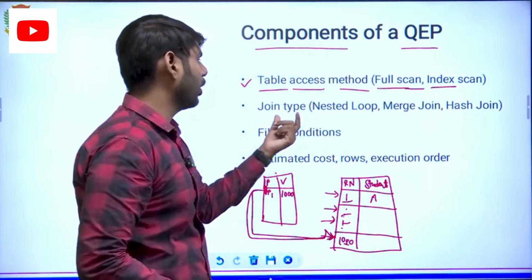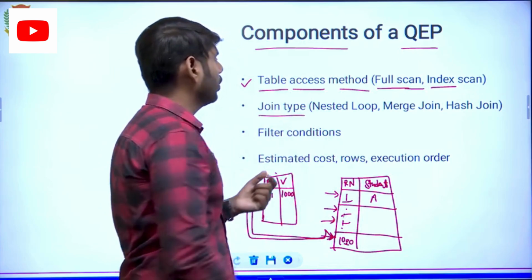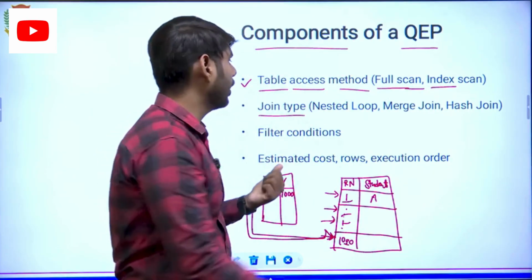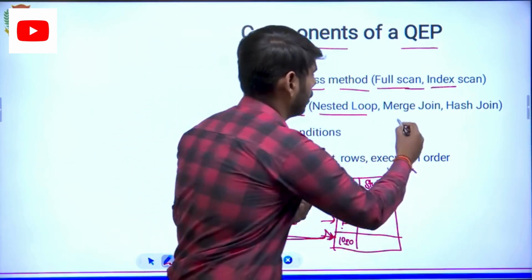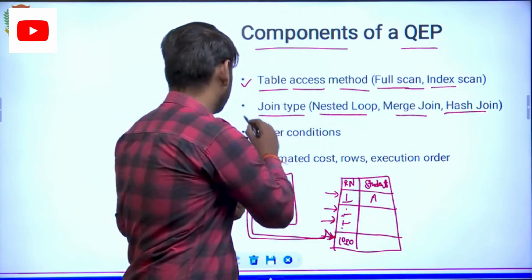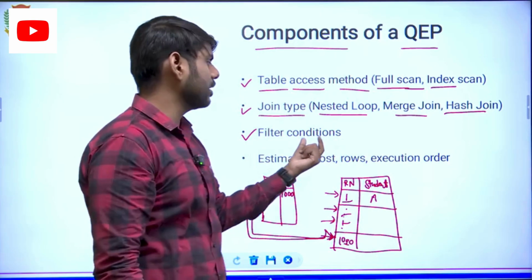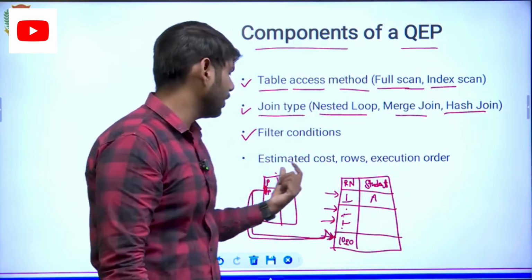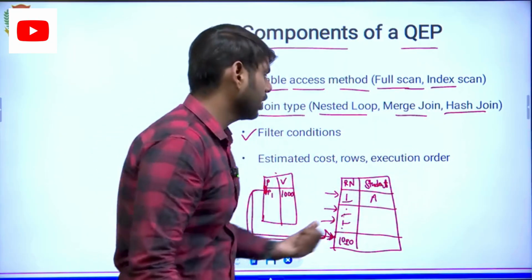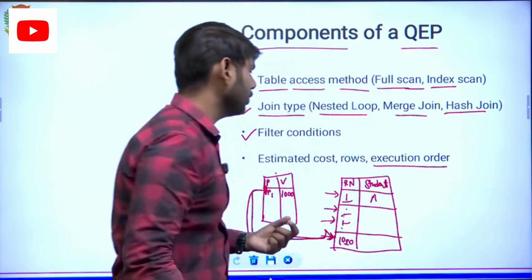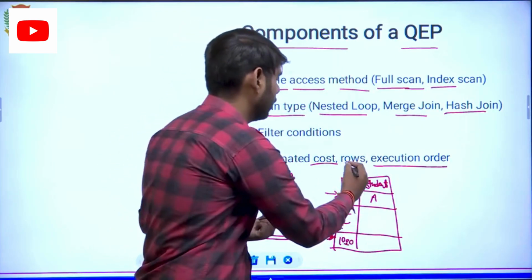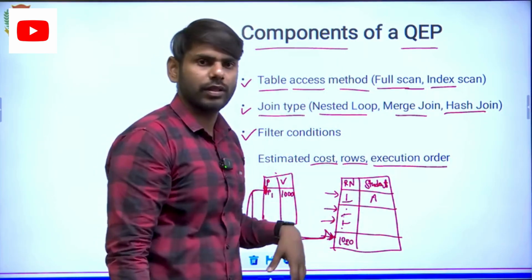Next, we have the join types. In the QEP, we also consider multiple join types like nested loop join, merge join, and hash joins. Next, we will consider the filter conditions, the conditions you use in the queries, and the estimated cost, rows, and execution order: what will be the order of execution, what is the estimated cost, and how many rows are processed in the table.